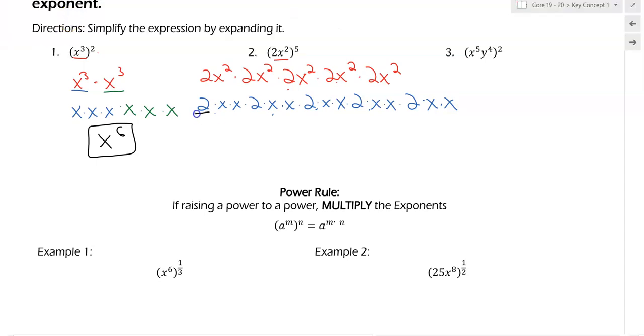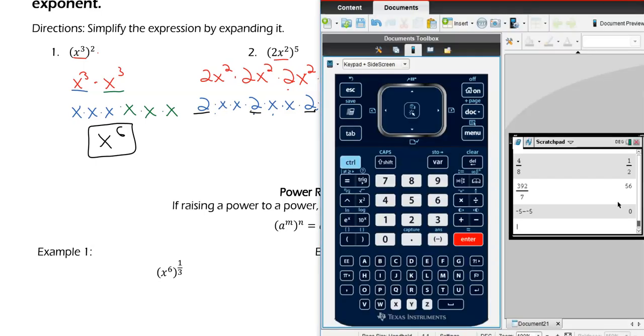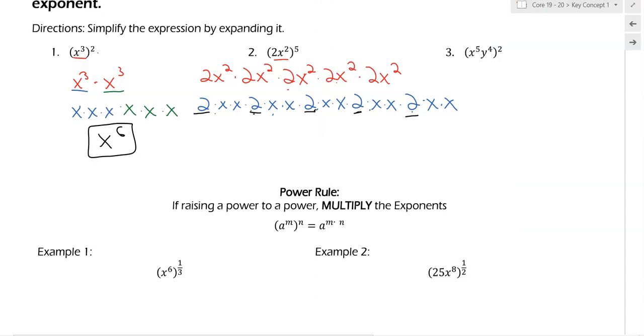I'm going to multiply all my 2's. 2 times 2 is 4, times 2 is 8, times 2 is 16, times 2 is 32. Feel free to use a calculator. 2 times 2 times 2 times 2 times 2. 32. Okay? And then we're going to count our x's. 1, 2, 3, 4, 5, 6, 7, 8, 9, 10. So this is 32x to the 10th.